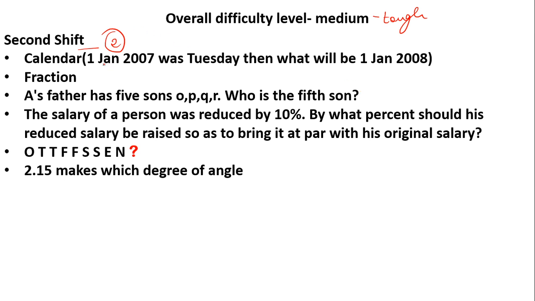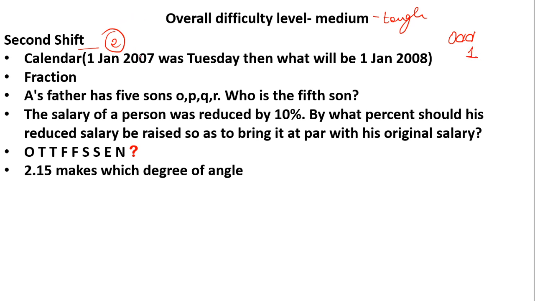So I don't have the other question, but I have one question that I can share. The question was, 1st January 2007 was Tuesday. Then what will be the 1st January 2008? This is a simple question. I have taught you that odd days rule. What happens in a normal year? Only one odd day comes.